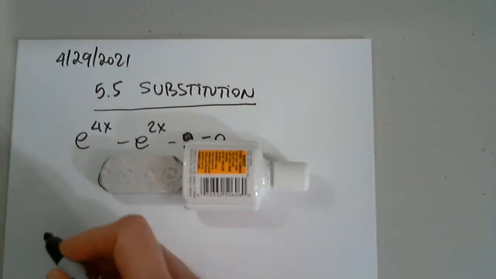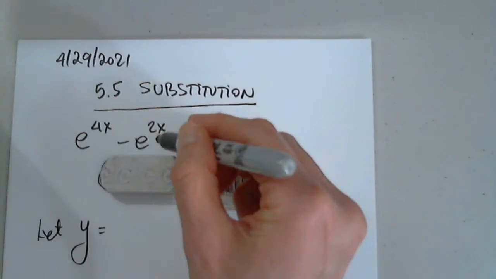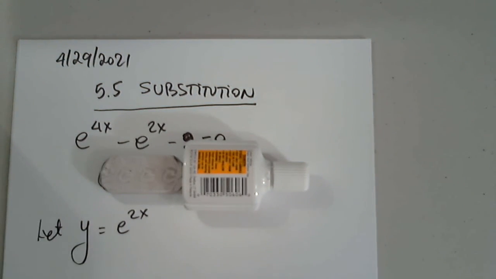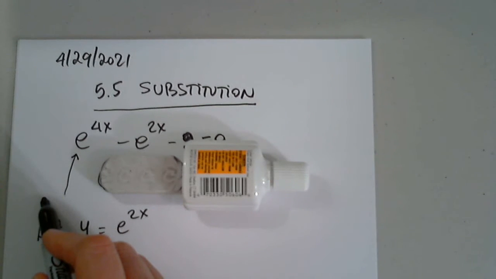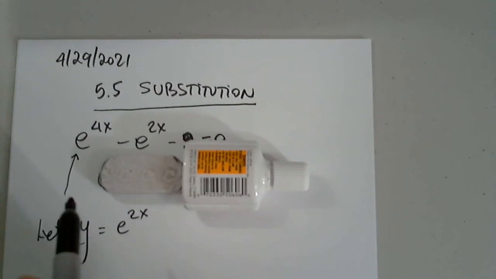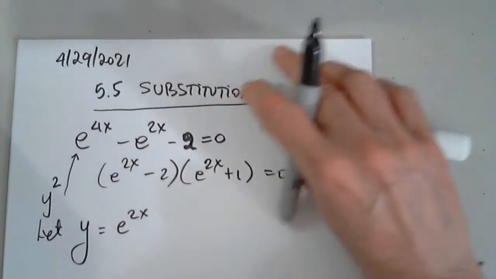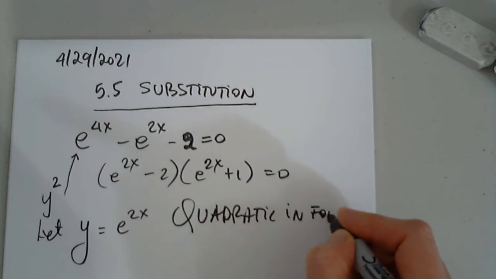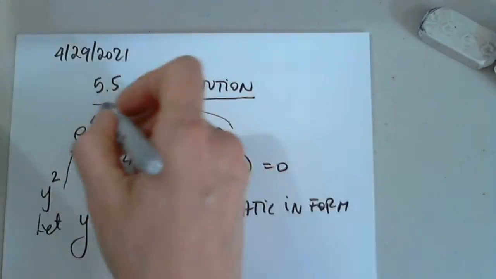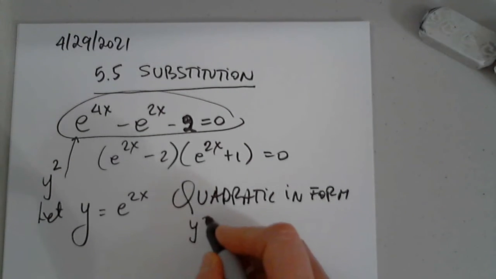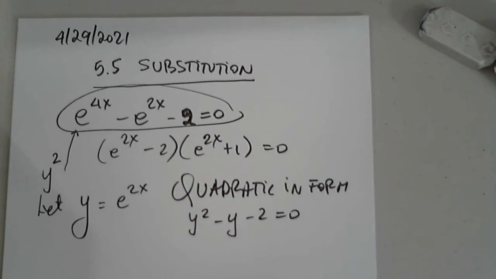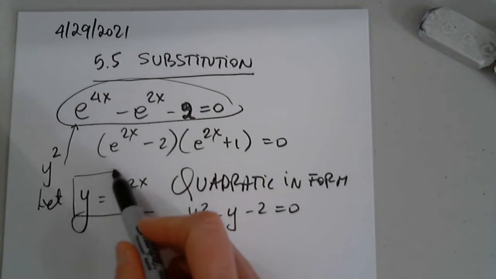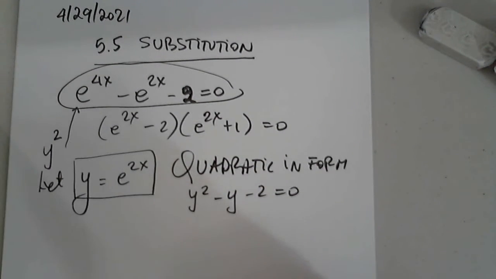If I don't see the factor form, I will say let y be e to 2x, only because this can be presented as, anyone? Y squared. Thank you very much. So the equation is basically quadratic in form. So I can change this equation into a quadratic equation, y squared minus y minus 2 equals 0, by using this substitution. Solving it for y, and then going back to solve for x.